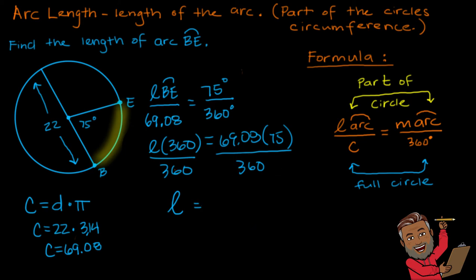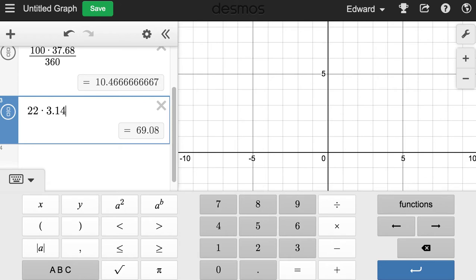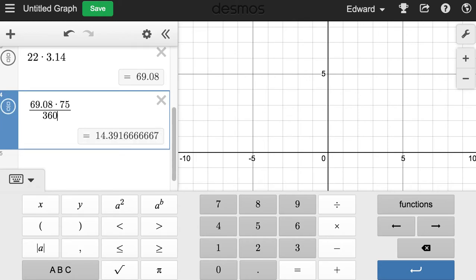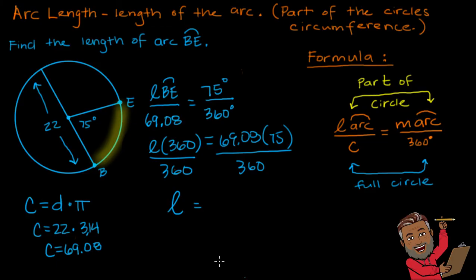All right, so now I'm going to take out Desmos and I'm going to multiply this guy out. So we have 69.08 times 75, need a fraction. 69.08 times 75 divided by 360. And this gives us 14.39. So we now know that the length of arc BE is 14.39.